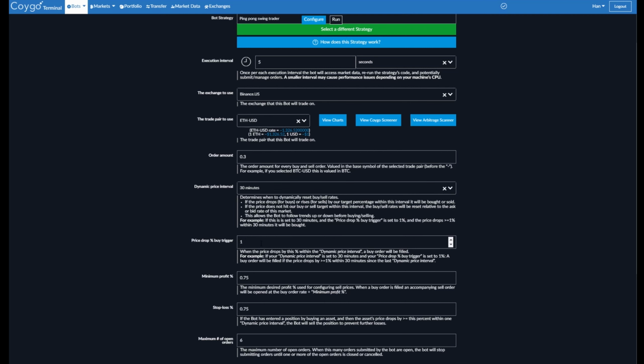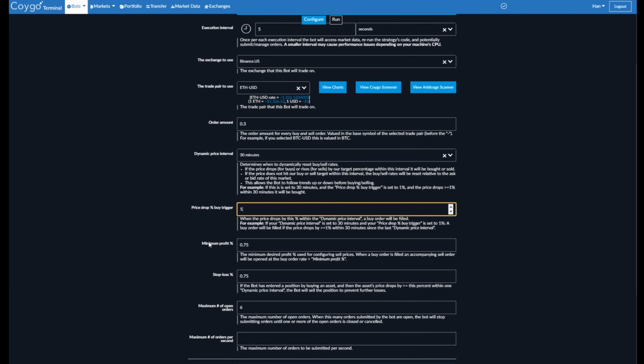So the price drop percent buy trigger is set to 1%. We also have the minimum profit percentage. I've set this to 0.75 here. This is the minimum desired profit percent used for configuring sell prices. So when a buy order is filled, an accompanying sell order will be opened at the buy order's rate plus the minimum profit percent. So just to recap here, if the price drops at least 1% within 30 minutes, we will buy. And then within 30 minutes, if the price rises by 0.75%, we will have sold.